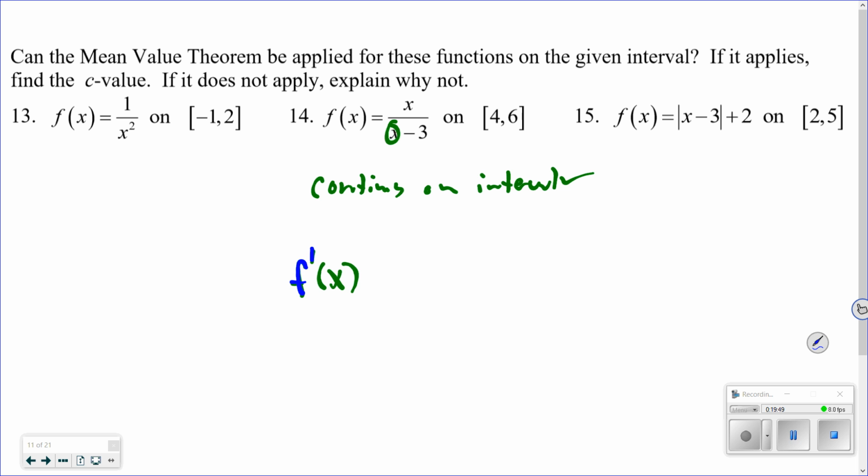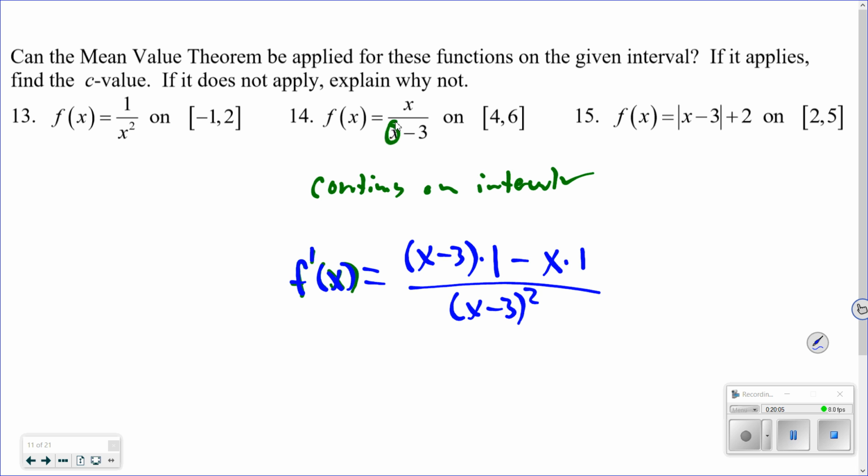Let me try. So derivative of f of x, I have to do the quotient rule. So I take the bottom, x minus 3, times the derivative of the top, which is 1, minus the top, which is x, times the derivative of the bottom, which is 1, all over the bottom squared. So on top I get x minus 3 minus x, so I'd end up with negative 3 over (x minus 3) squared. So there's my derivative right there. There's f prime.